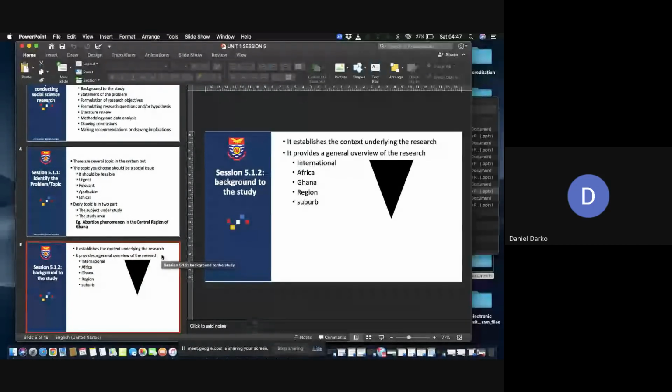Now, the second step is background to the study, where you have to put the study in context. Normally, the background to the study provides us the general overview of the research. And it is always in an inverted triangle, as you see on the screen, where we look at the background from the international point of view, where you can go to US, what's happening there, Asia, Europe, what are the issues happening on the topic you have chosen.